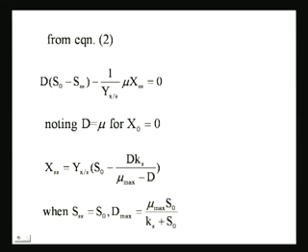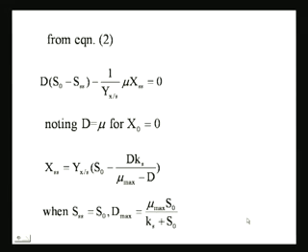And this we already did: D max equals mu max S naught over Ks plus S naught, since D equals mu max S over Ks plus S. So, D max would be the maximum value that D can take, which is mu max S naught over Ks plus S naught. Why? Because the maximum value that S can take is S naught, the feed concentration. Clear to everybody? If there is any point you need to stop me, please stop me and I will explain one more time.